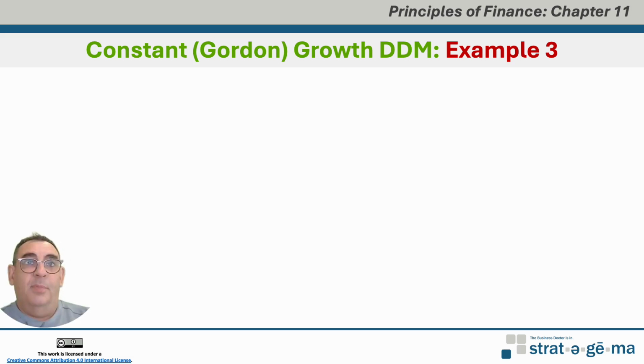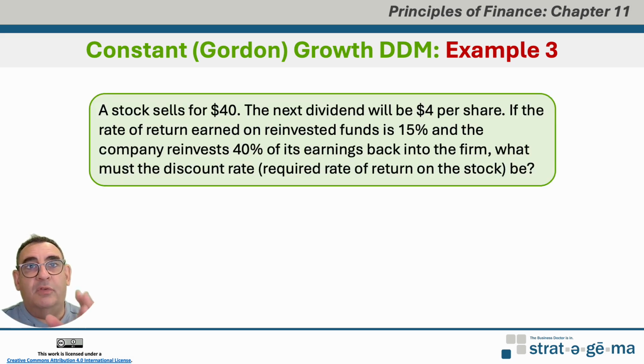Let's look at a third example. Let's say that stock sells for $40. The next dividend will be $4 per share. If the rate of return on reinvested funds is 15%, and the company reinvests 40% of its earnings back into the firm, what must the discount rate be, or the required rate of return on the stock?